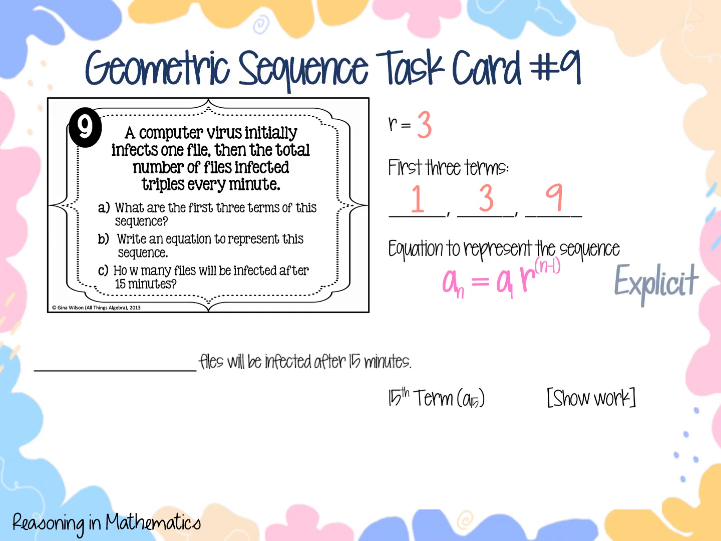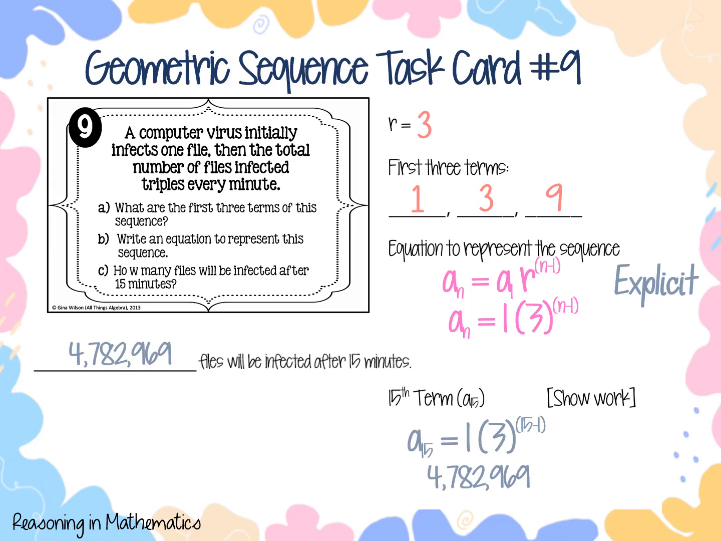Equation, explicit form. The initial value is 1. The common ratio is 3. Plug that in. We want to know how many files will be infected after 15 minutes, and it is tripling after every minute, so our units are the same. So plug in 15 for our n's, and we get 4,782,969 files in 15 minutes.